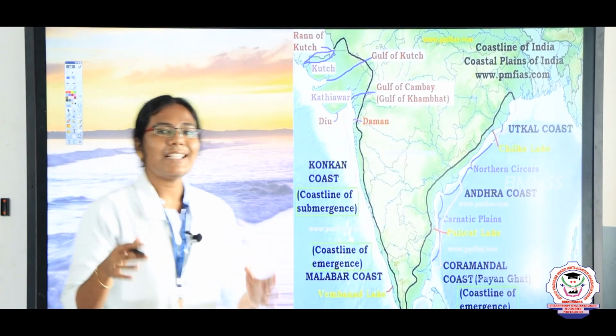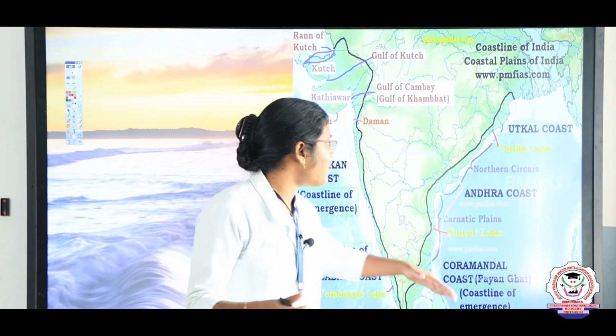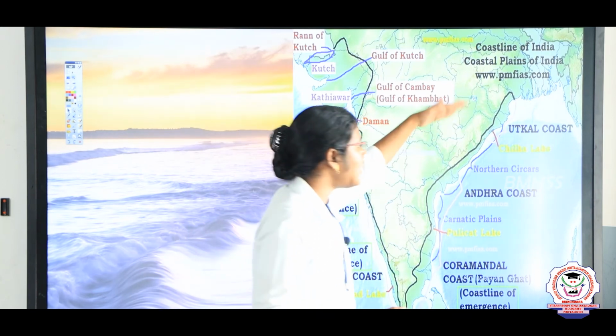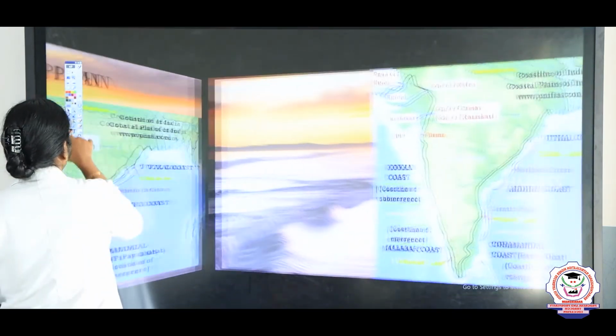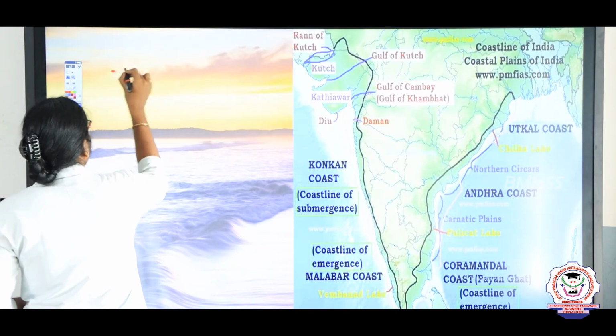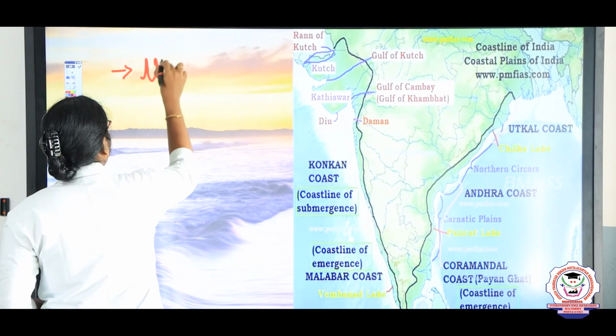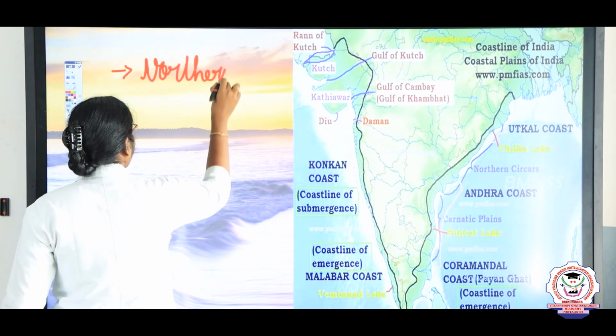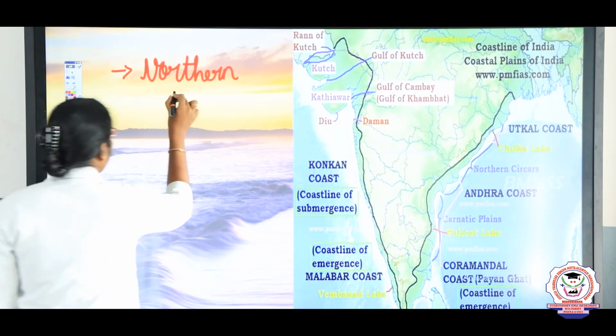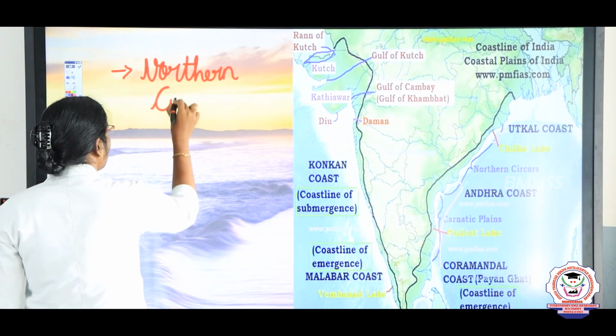Next, the Eastern Coastal Plain: the northern part is said to be the Northern Circars. The northern part of the Eastern Coastal Plain is said to be the Northern Circars.